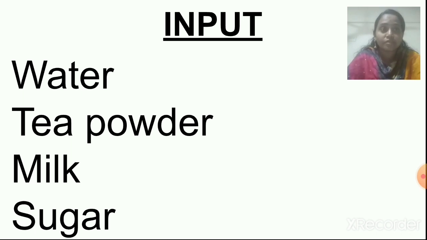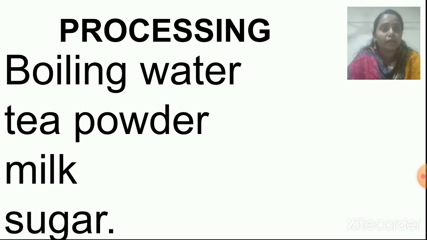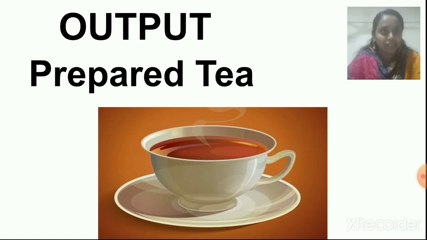Then the processing will be, keep it for boiling. Boil water, tea powder, milk and sugar together. This is the processing in this. Okay, then after boiling what do we get? We get prepared tea. So the input we have taken is water, tea powder, sugar and milk. Then we keep it for boiling. That is the processing, and the output which we get is tea.